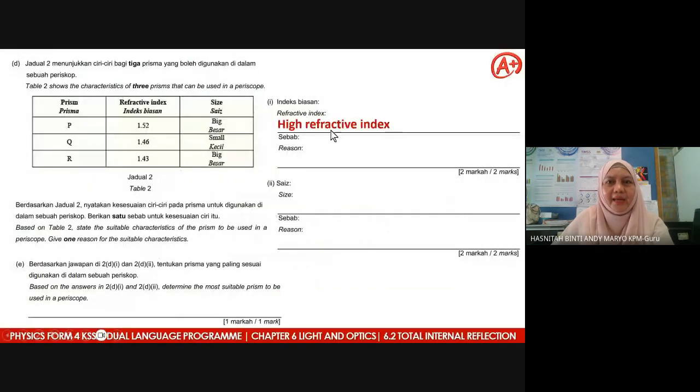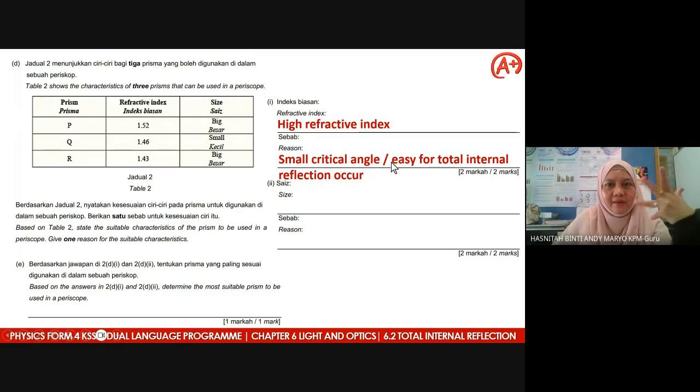So, high refractive index. Why must we choose a high refractive index? The critical angle will be small, which means it is easy for total internal reflection to occur. Remember, the higher the refractive index, the smaller the critical angle, which means it is easier for total internal reflection to occur. Second, the size of the prism. Think logically. Better to be big or small? The answer: bigger size of prism.